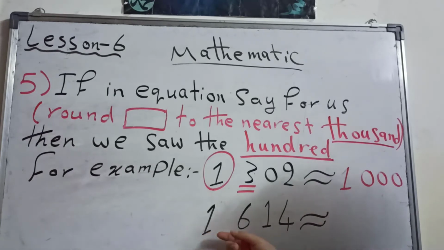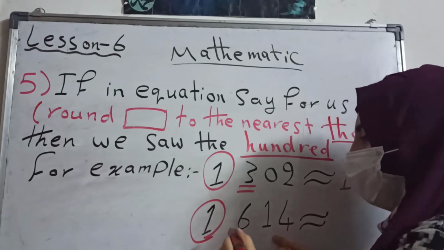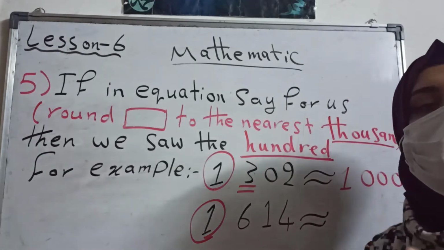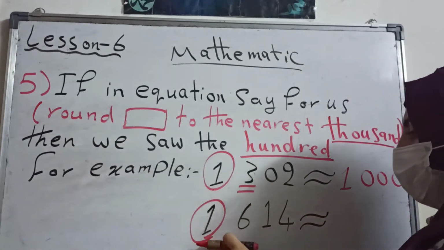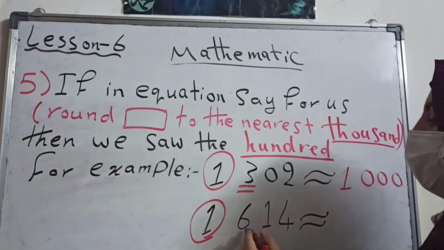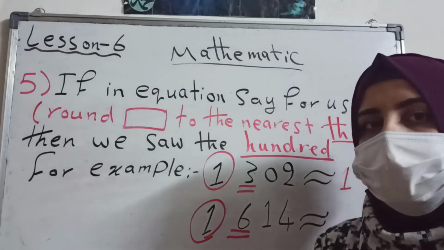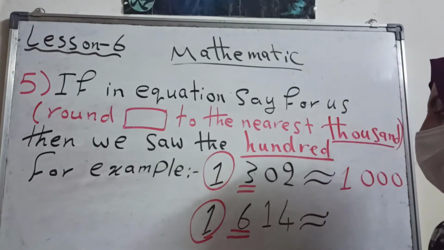Now we go to the second example, 1,614. We have 1 in the thousands. We round this number to the nearest 1,000, and we look at which digit? We look at the hundreds. We have 6 in the hundreds. It's greater than 5, students. Then what do we have to write?